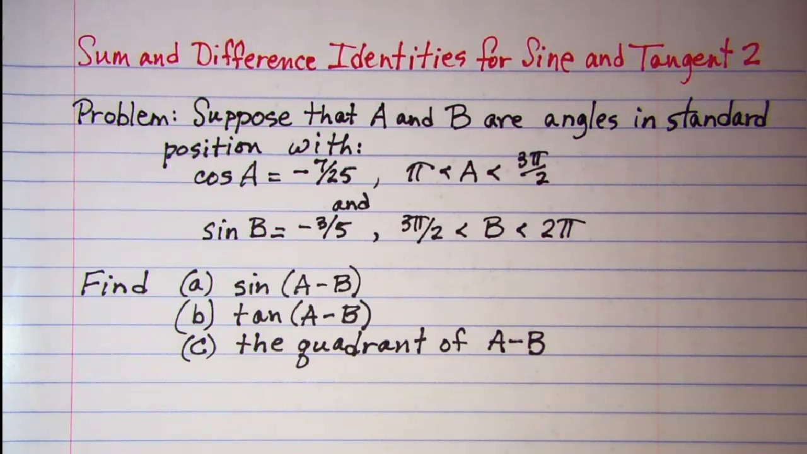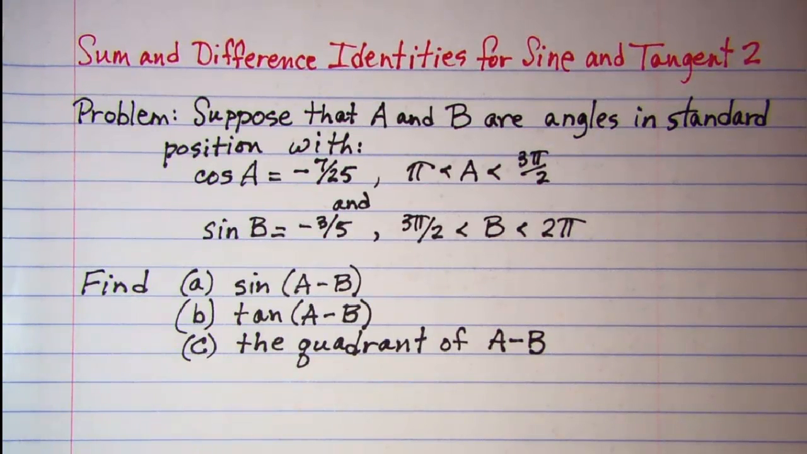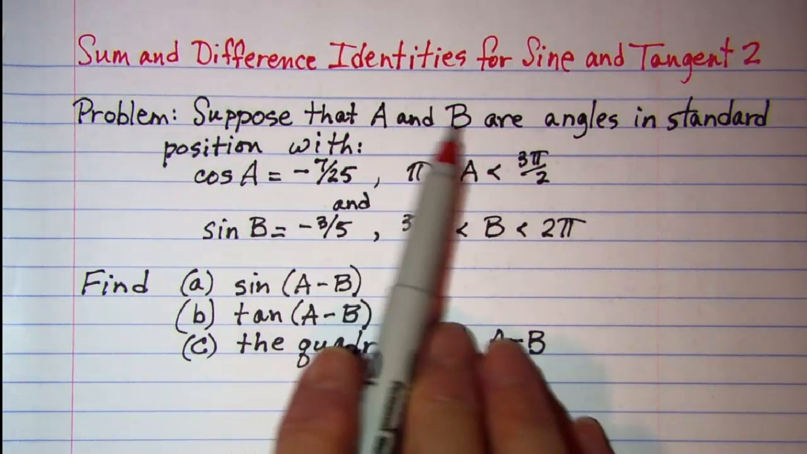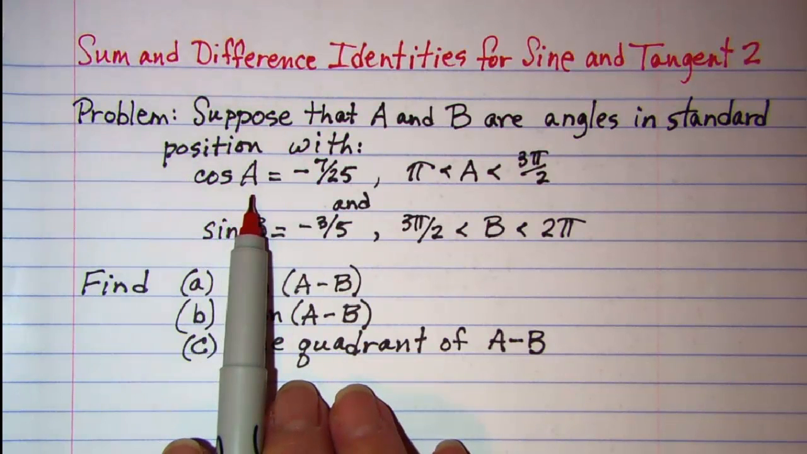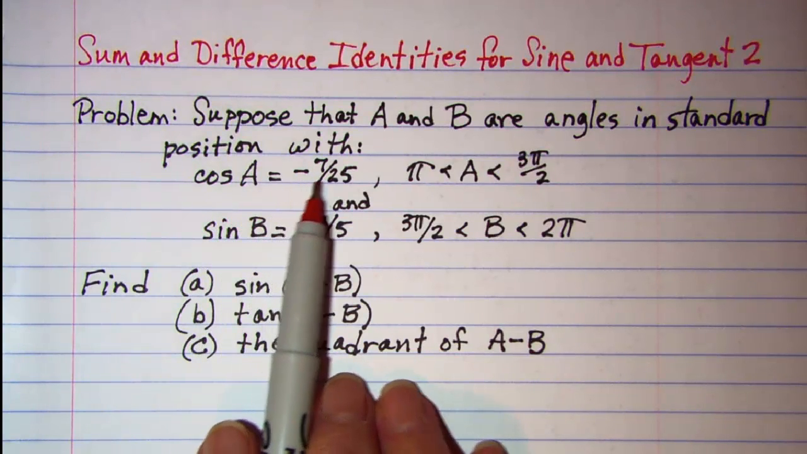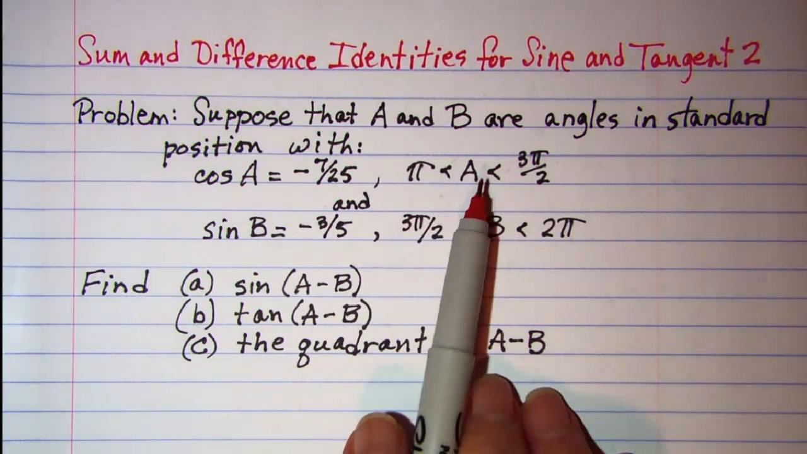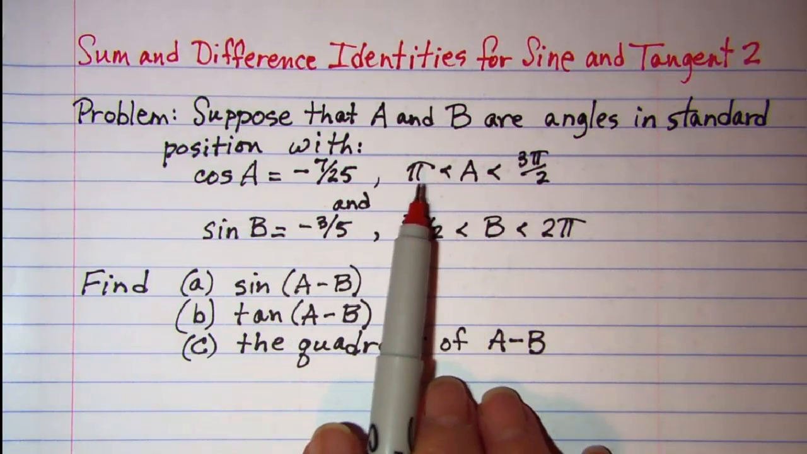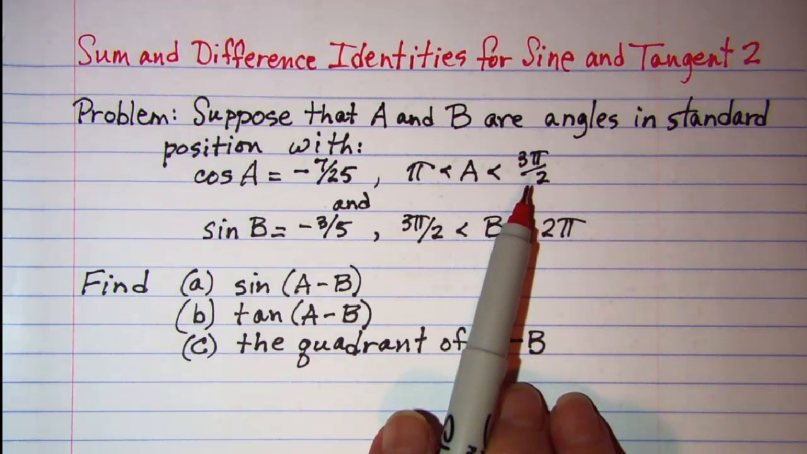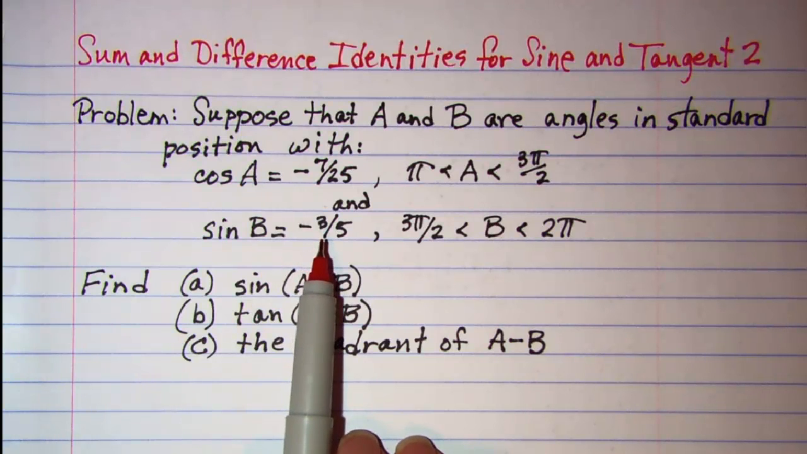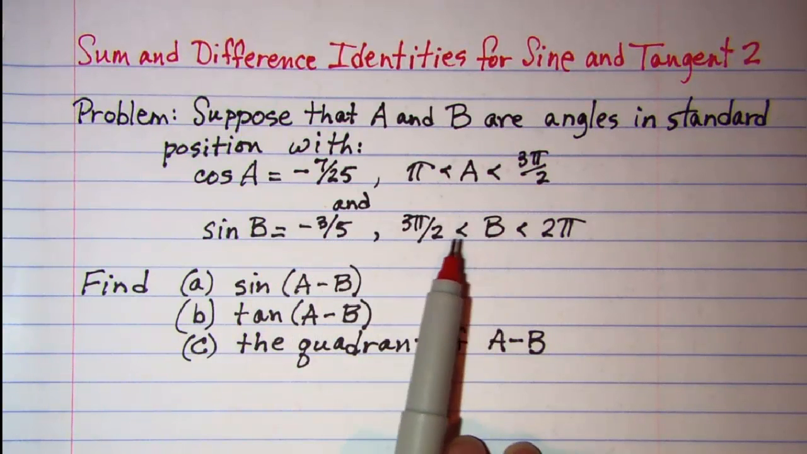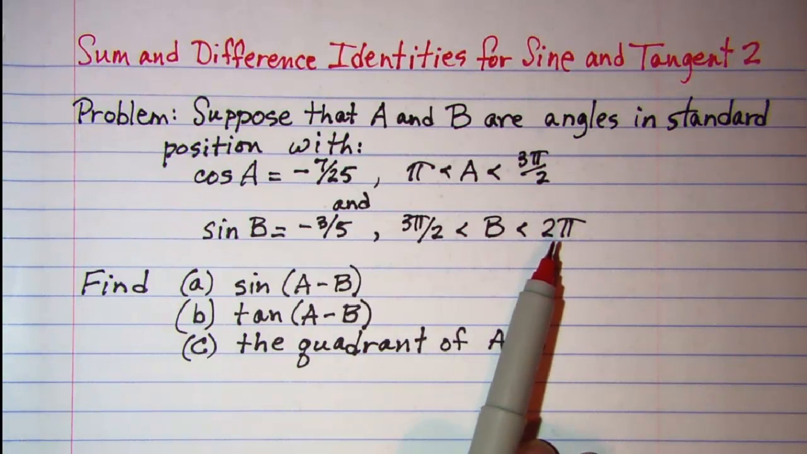In this video, we'll be doing a problem that requires the use of the sum and difference identities for sine and tangent. Our problem is, suppose that A and B are angles in standard position with the cosine of A equal to negative 7/25, and angle A is between pi and 3 pi/2. And sine of B is equal to negative 3/5, and angle B is between 3 pi/2 and 2 pi.